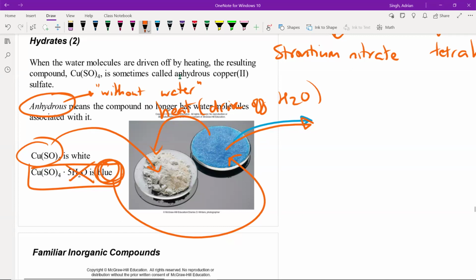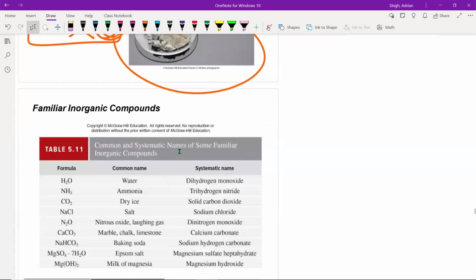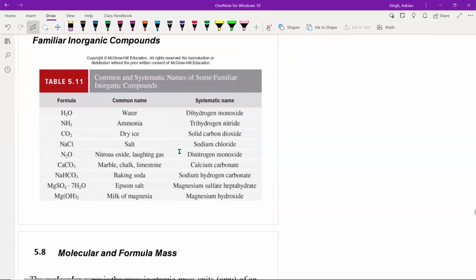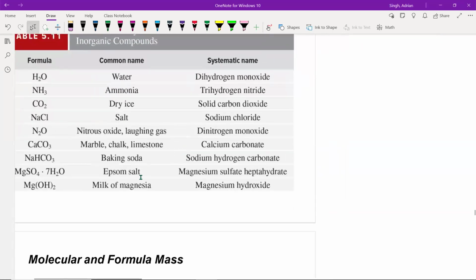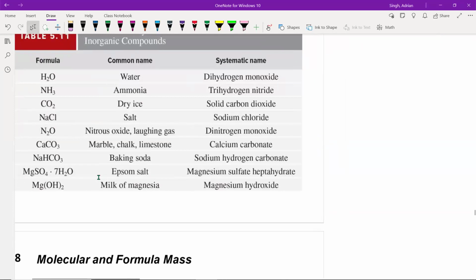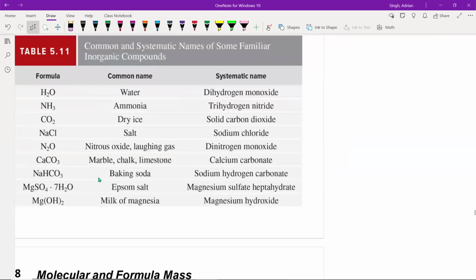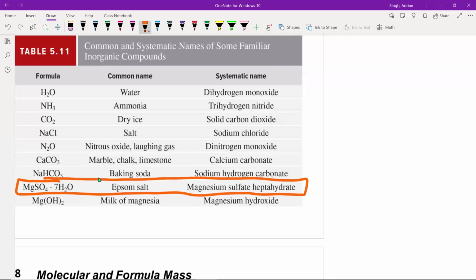And there are lots of hydrates that are used in a whole host of places. So for example, if you think about Epsom salt, that is actually a hydrate. That's magnesium sulfate heptahydrate, and Epsom salt, as you probably know, is used in a whole host of applications, right? That's just one example of a hydrate.